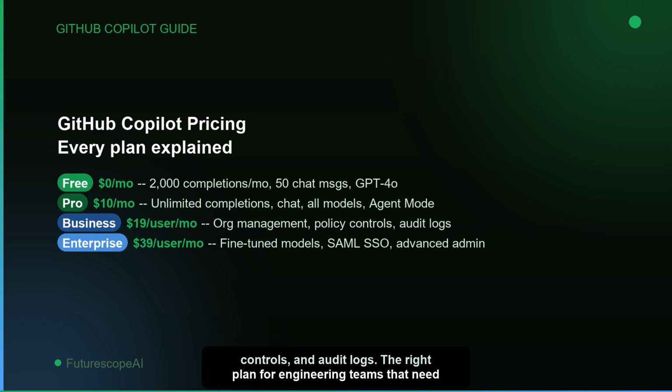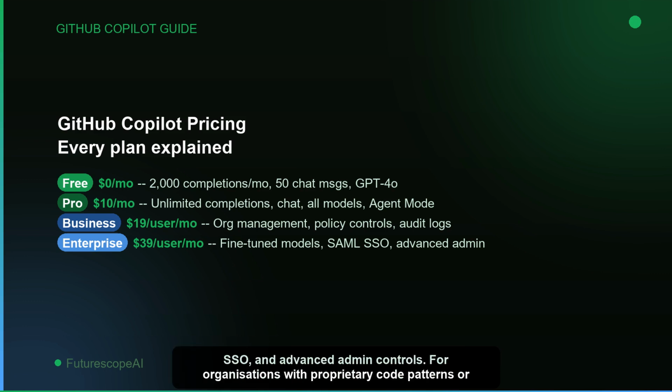The right plan for engineering teams that need visibility and governance over how AI is being used across the organization. Enterprise is $39 per user per month and adds fine-tuned models trained on your own codebase, SAML/SSO, and advanced admin controls. For organizations with proprietary code patterns or strict compliance requirements.